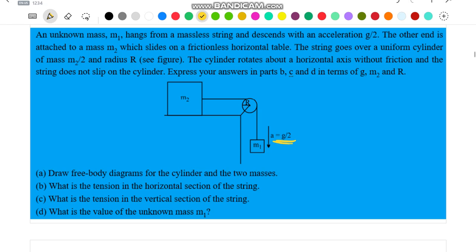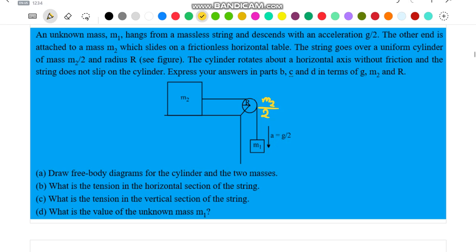The other end is attached to a mass m2 which slides on a frictionless horizontal table. The string goes over a uniform cylinder of mass m2 by 2. So the mass of the cylinder is given as m2 by 2 and the radius is equal to r. Now the cylinder rotates about its horizontal axis without friction and the string does not slip on the cylinder. That is, we have to consider the rotational motion of the cylindrical pulley as well.